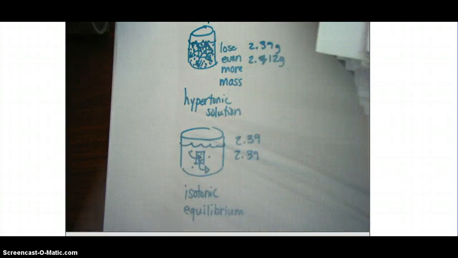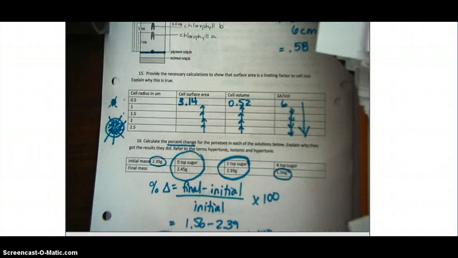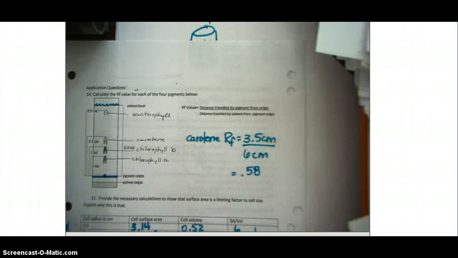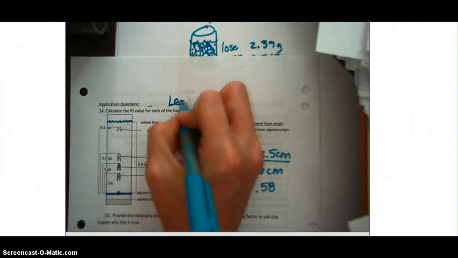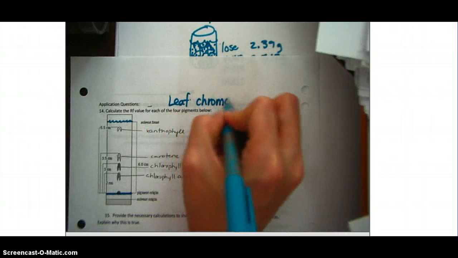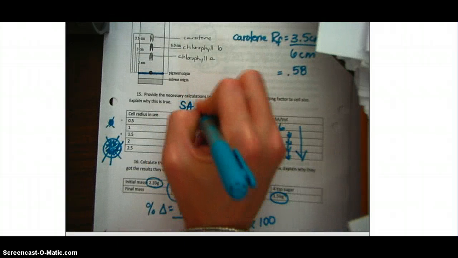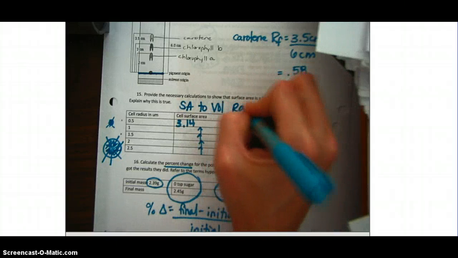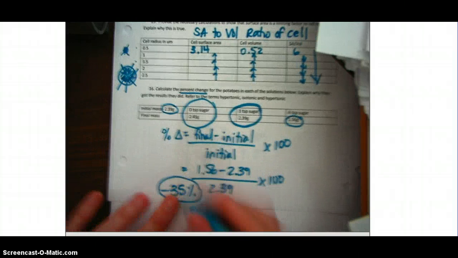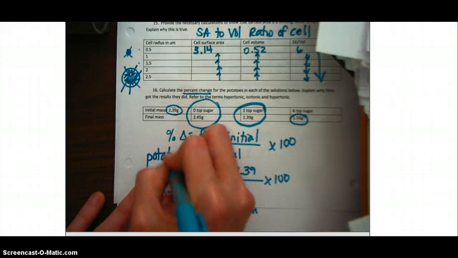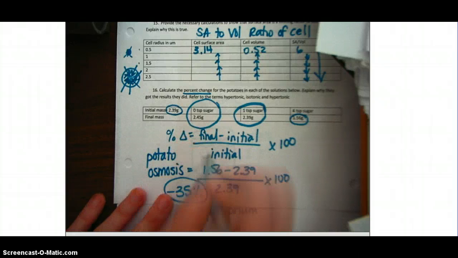All right, so you should be able to answer all the questions on the back, and that'll be a majority of your marks for open response. Okay? If you guys have any other questions, you can search on YouTube. This you could look up under leaf chromatography. This you can look up as surface area to volume ratio of cell. And this you can look up as potato osmosis. Right? Good luck.